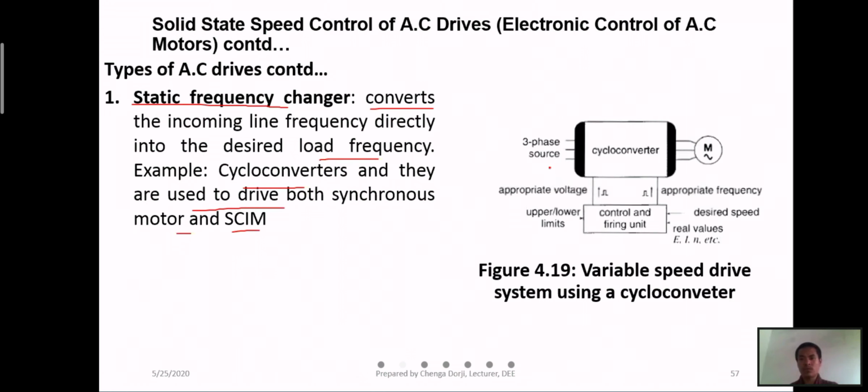Variable speed: a three-phase source feeds the cycloconverter, then the motor. There is a control and firing unit. You give it the real values of voltage, current, speed, etc. Then it controls them and gives the firing signals, making the output appropriate for that particular motor, and then it gives the appropriate frequency. So this is how you will have it.